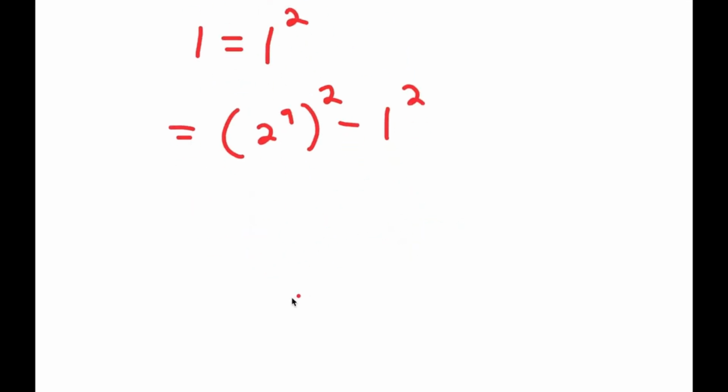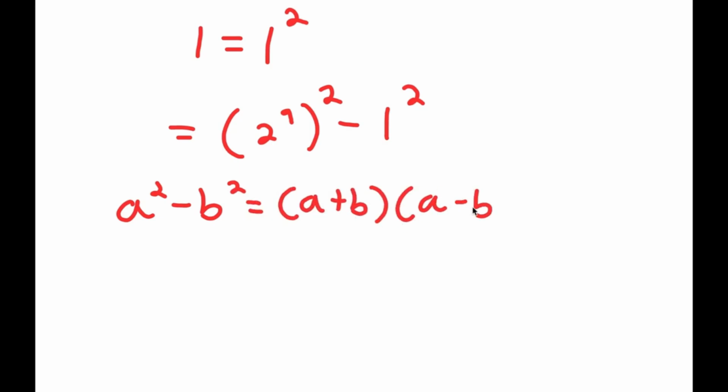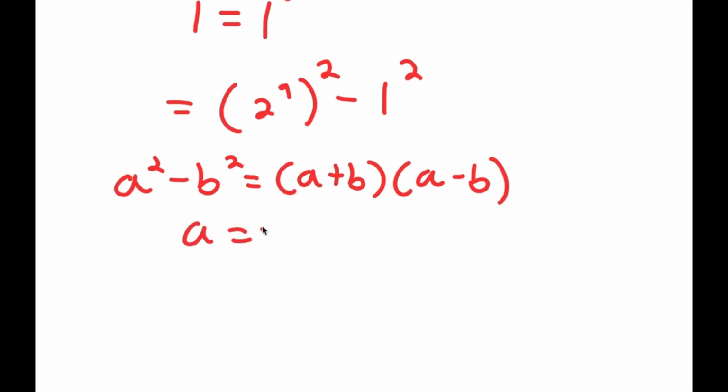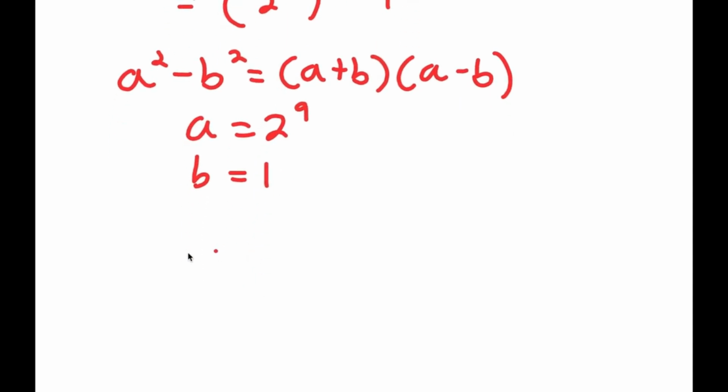And the reason I did that was because now I can use this property, a squared minus b squared is equal to a plus b times a minus b. So I have 2 to the power of 9 squared minus 1 squared. So a is 2 to the power of 9, and b is 1. So now I get 2 to the power of 9 plus 1 times 2 to the power of 9 minus 1.